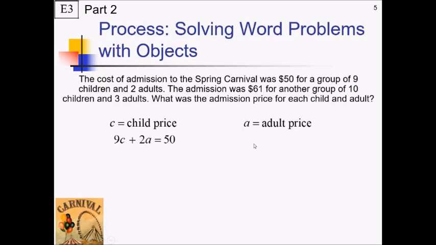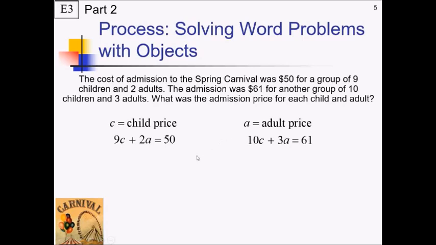And I can actually set up a second equation using the same kind of reasoning for this other group that paid $61. So we can write 10C, 10 times the price of a child admission, plus 3 times A, 3 times the adult price, because there were 3 adults there, and that equaled 61. All right, so hopefully you got these equations. Pause the video and solve these however you think best.